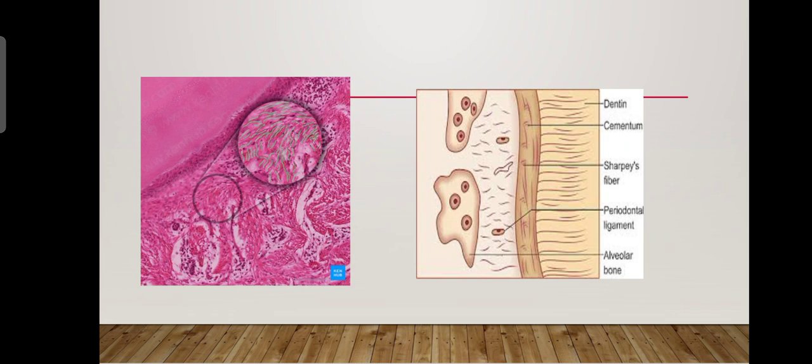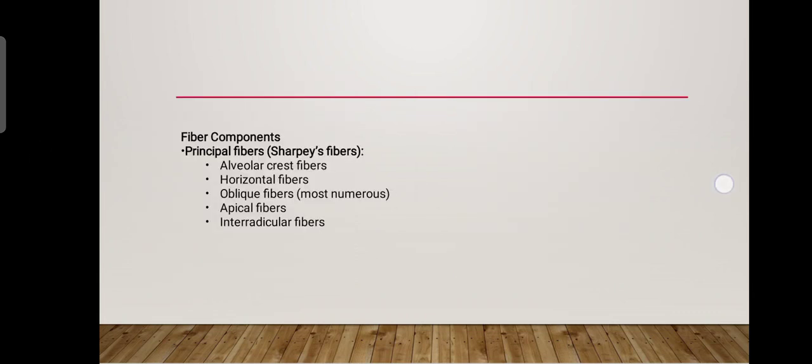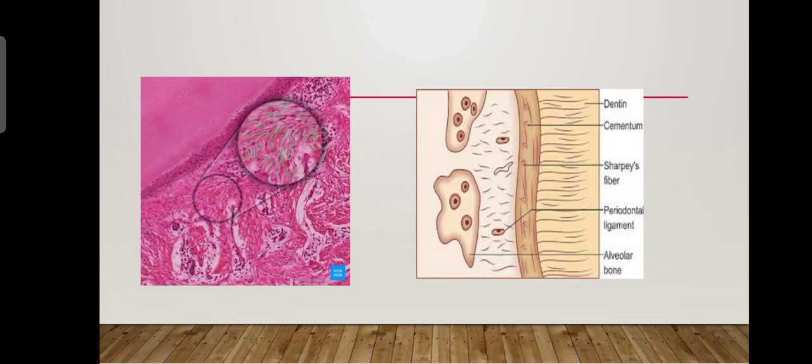Here you can see Sharpey's fibers. These are the Sharpey's fibers. Among those, the most numerous ones are oblique fibers. You can see these are all the Sharpey's fibers, and this is the histopathology of a Sharpey's fiber. This pink, these green, and pink.